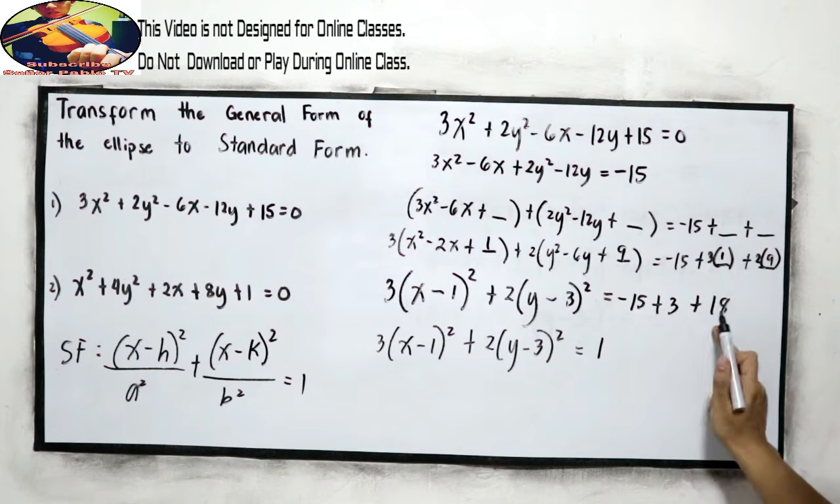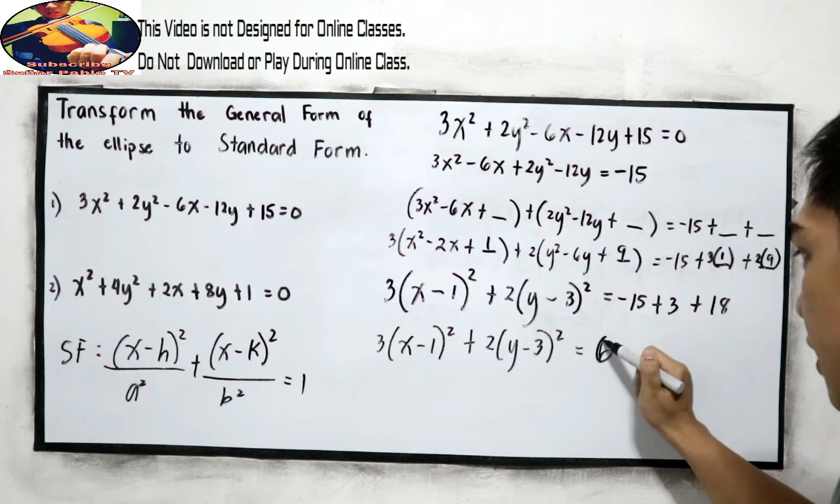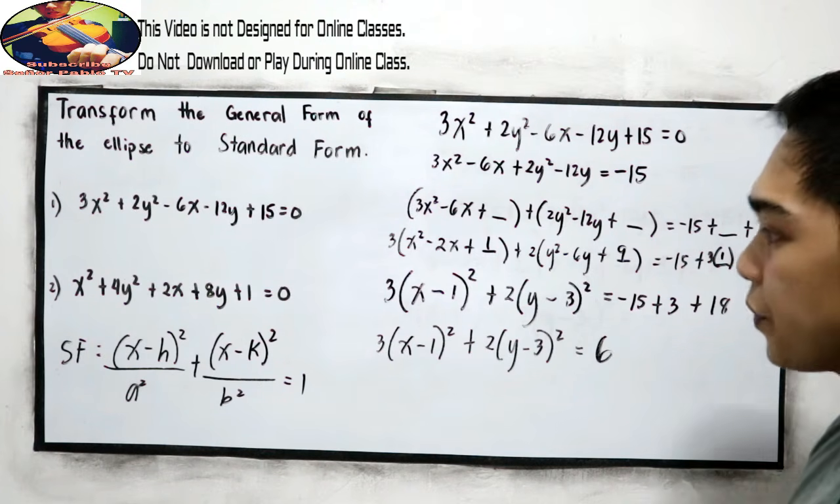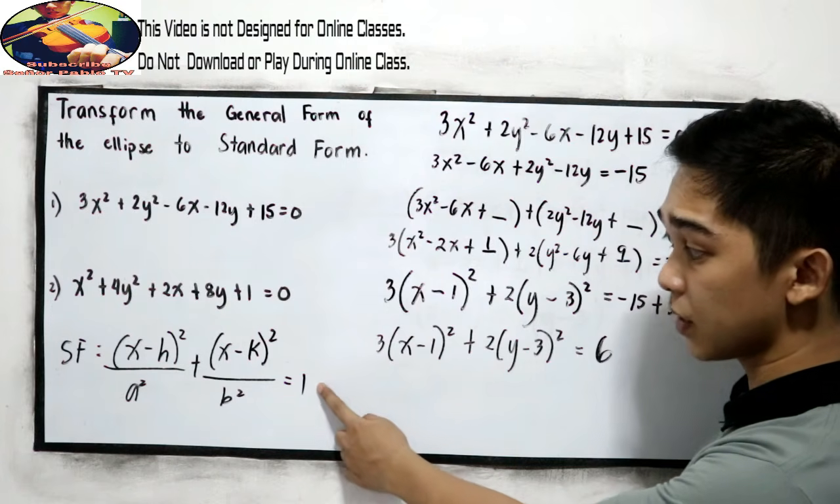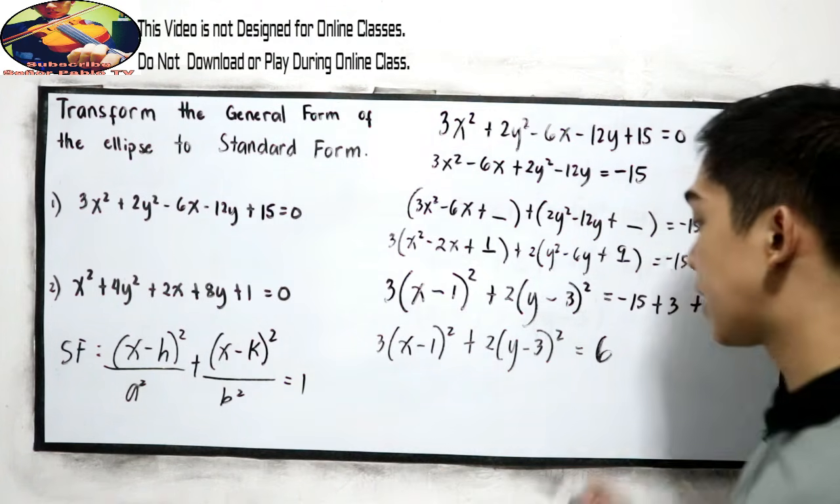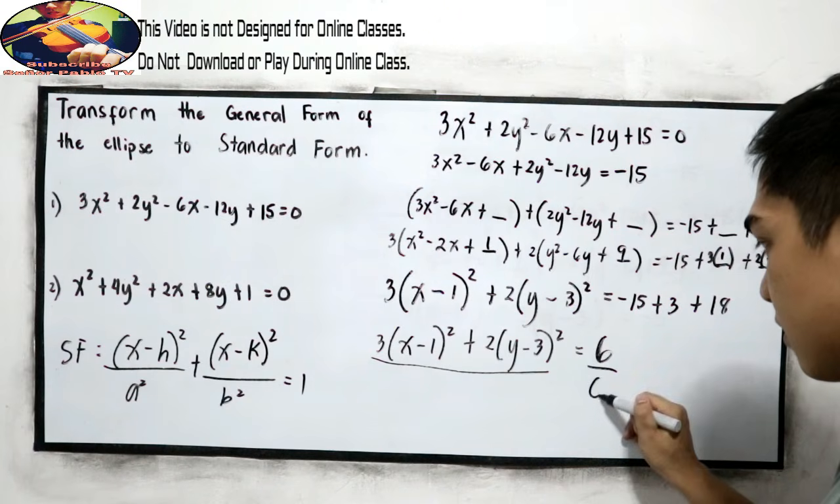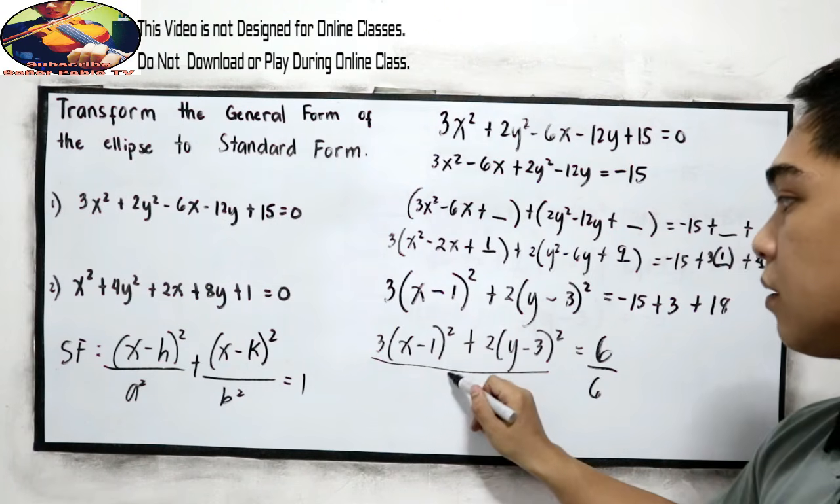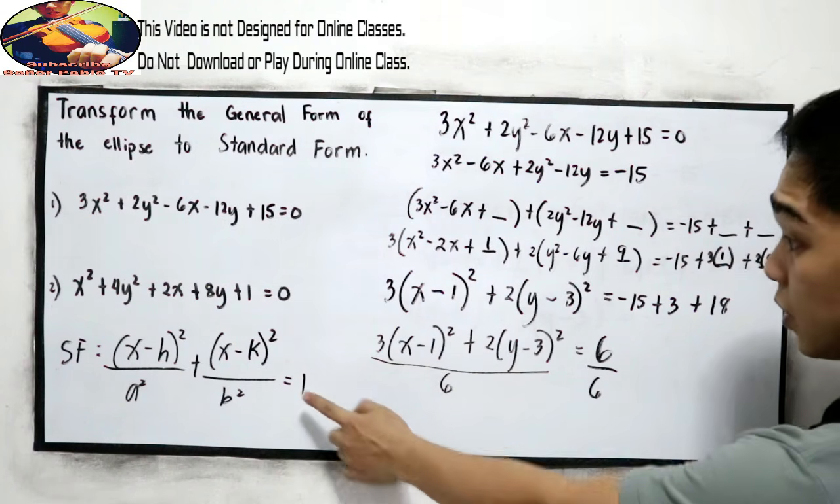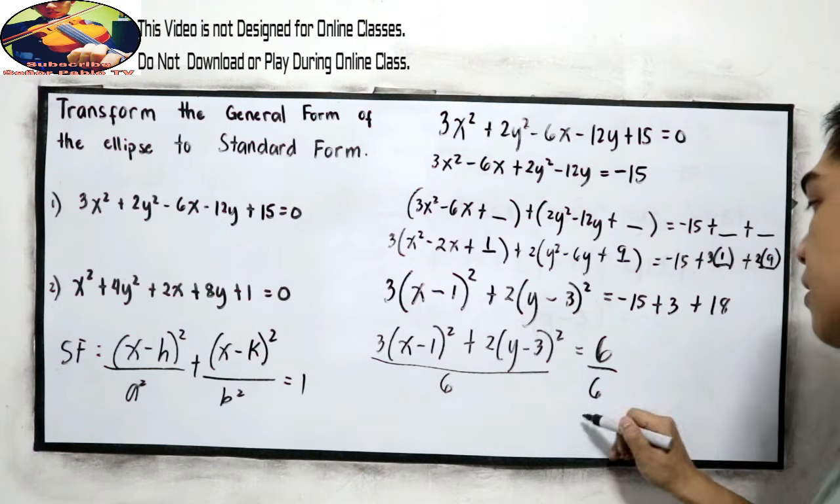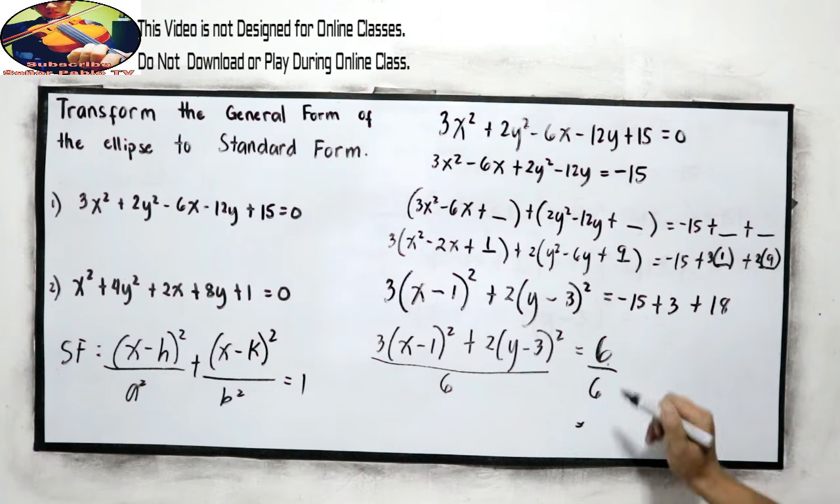Negative 12 plus 18, positive 6. Okay. Notice in our standard form, it is equated to 1. So we need to divide our equation by 6 to make our equation equal to 1. So we now have 6 divided by 6, that is 1.